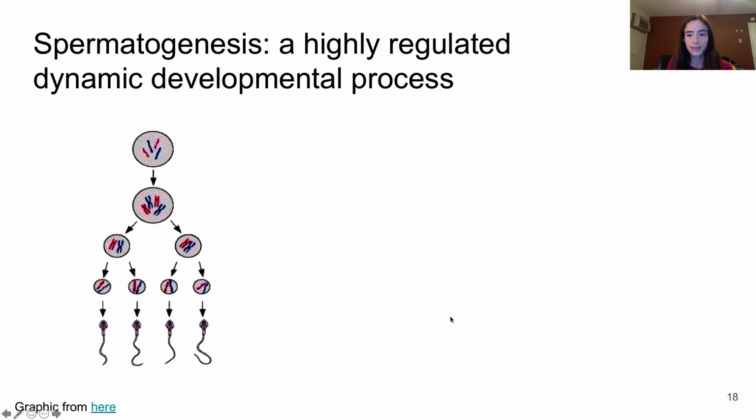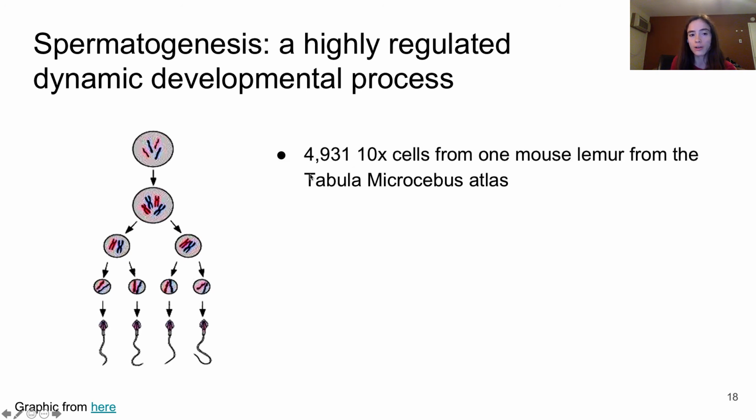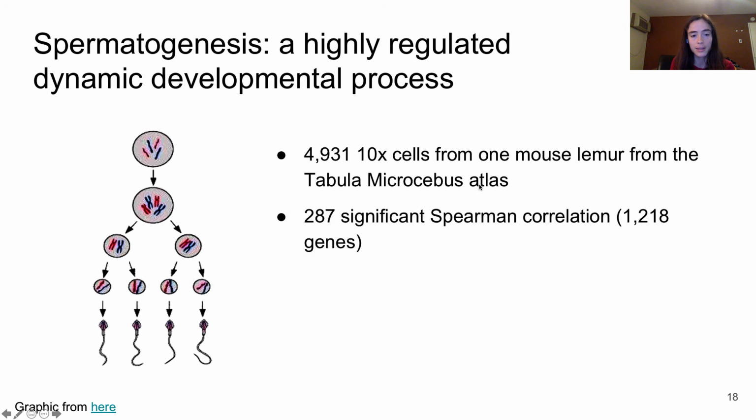Because we can calculate the SCS for each gene in each cell, if we have cell-specific metadata for our dataset, we can perform correlations with the SCS. We investigated this for spermatogenesis, which is a highly regulated developmental process. We analyzed around 5,000 cells from one mouse lemur from the Tabula Microcebus atlas.